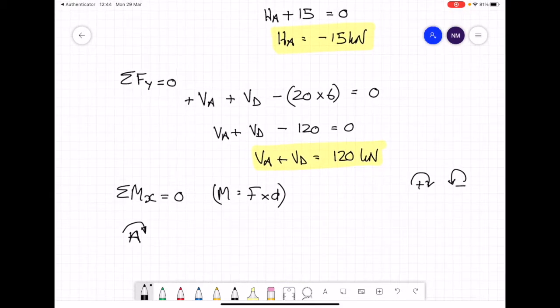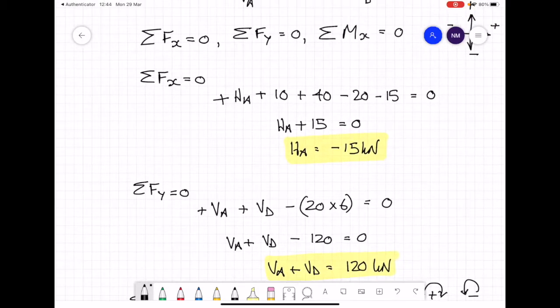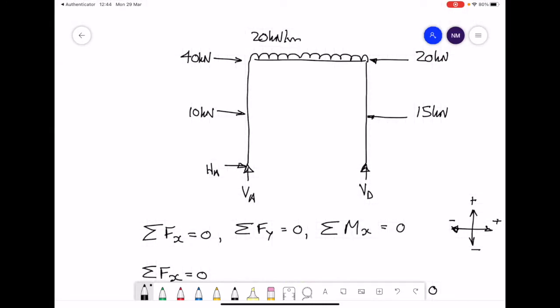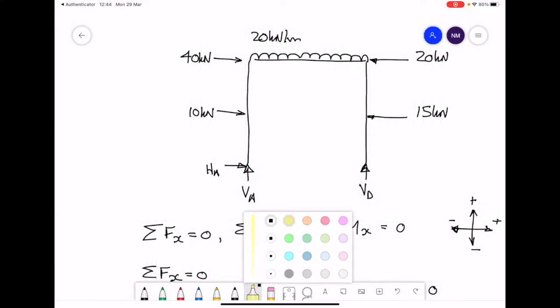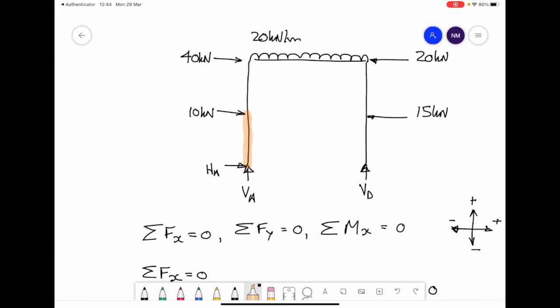For the first force, remember HA and VA don't apply. We have 10 kilonewtons, and the distance to the 10 kilonewtons is 3 meters, and that distance is the distance from A up to 10. Next force we'll consider will be the 40 kilonewtons, and the distance involved is again from A all the way up to the 40 kilonewtons, and that will be 6 meters.